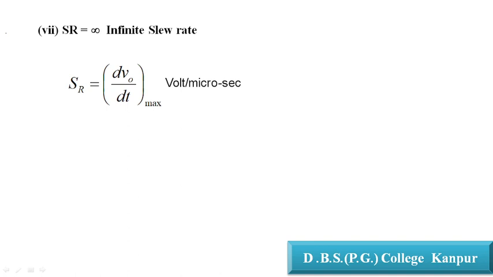In this lecture we have covered the ideal properties of the operational amplifier: gain is infinite, bandwidth is infinite, slew rate is infinite, input impedance is infinite, and output impedance is zero, and also the perfect balance condition. That is the second lecture of this series, and now we cover the next lectures.